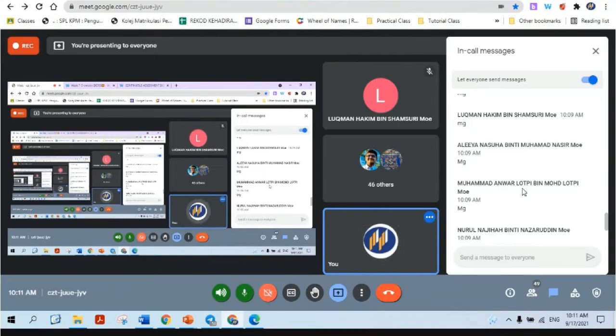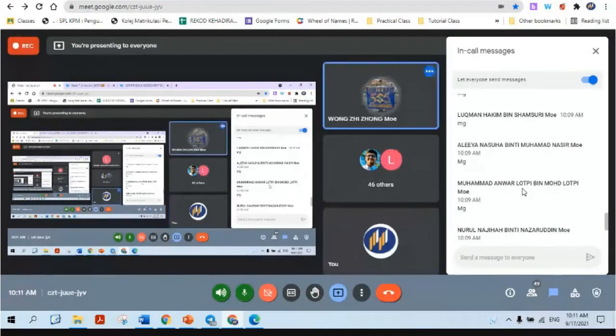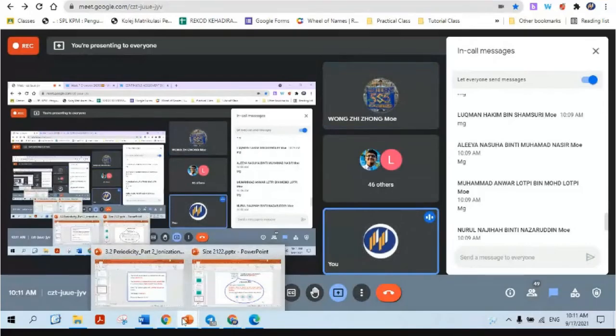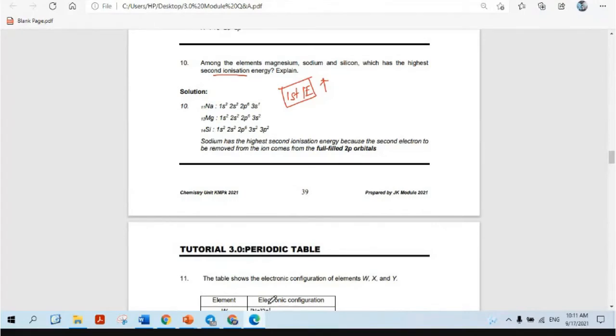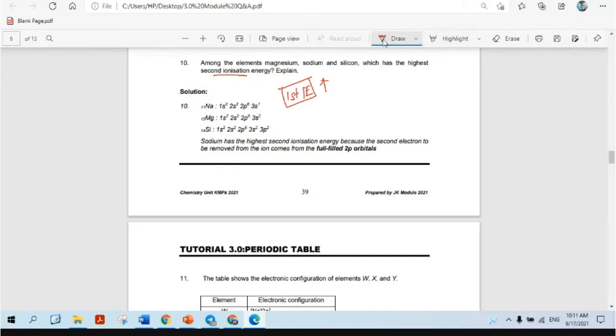Okay, Wong. Terima kasih. Wong, why did you choose sodium? Because of the effective charge. Oh. We didn't talk about effective charge. We talked about effective nuclear charge. Okay, since you mentioned effective nuclear charge, let's check the effective nuclear charge together.